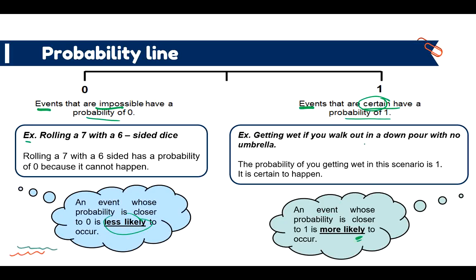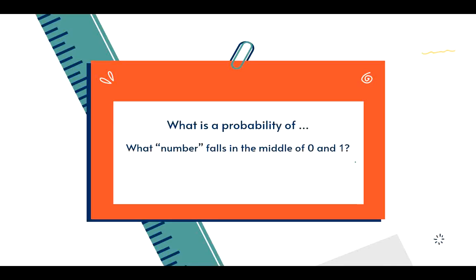Pag mas malapit sa 1, meaning more likely to occur. Kapag mas malapit siya sa 0, meaning it is less likely to occur. Okay, so what is the probability? What number falls in the middle of 0 and 1? Alam na natin na kapag 0 is impossible to happen, kapag 1 naman is sure or certain to happen. Paano naman kapag in between of the 0 and 1?